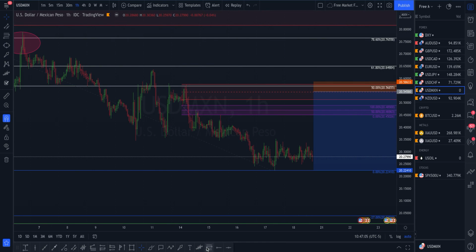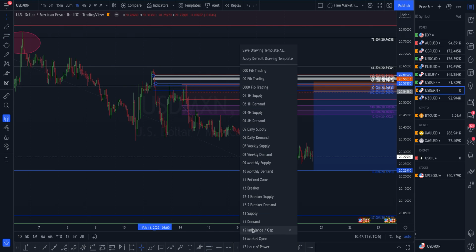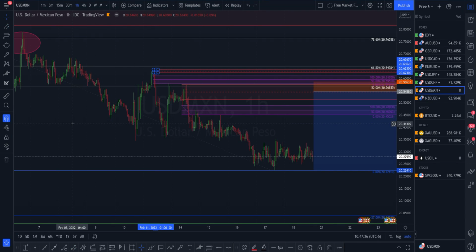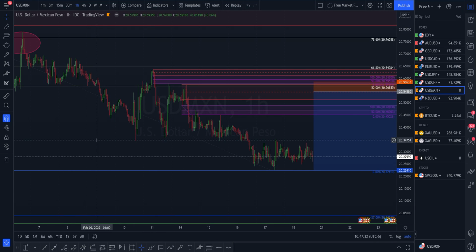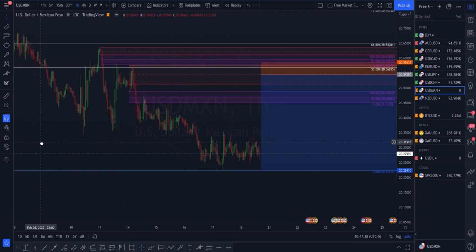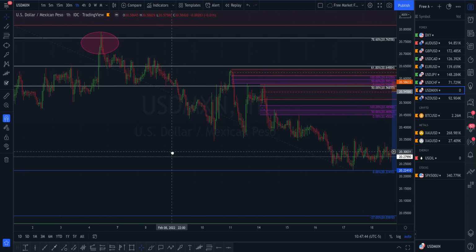Now we do have a 1 hour imbalance with a 1 hour supply right here. It's a doji, so take the whole thing. It's a better discount at the 61.8%. That's been mitigated.